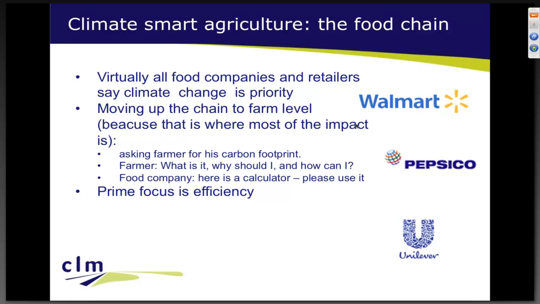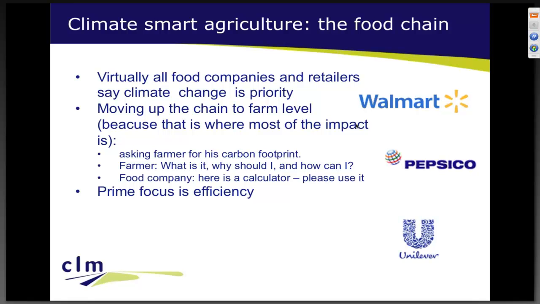Interestingly, I just put very randomly 3 companies here who, like most food companies and retailers, say climate change, that's a big one. It's often mentioned separately from sustainable sourcing and separate from other environmental issues. And they're very aware that up in the chain at the farm level is where most of the impact is. So they go to the farmer saying, what's your carbon footprint? And the farmer goes, what is it? Why should I know this? And how can I know this? And the food company goes, now here's the calculator, please use it. We're not there yet, but this is a cartoon of what's happening.